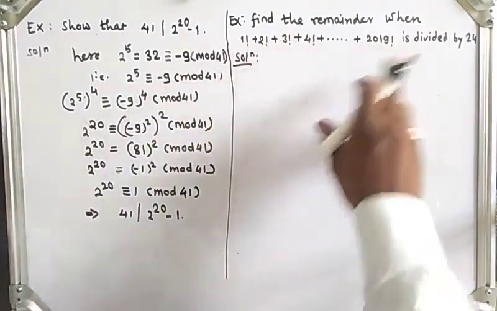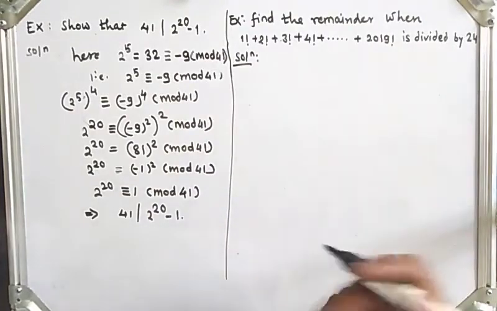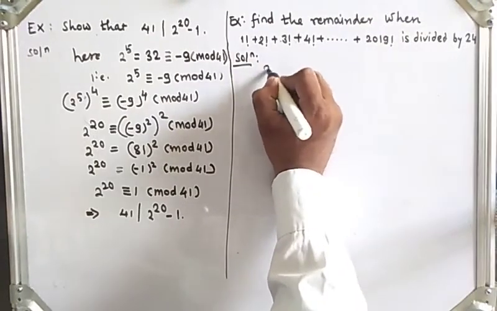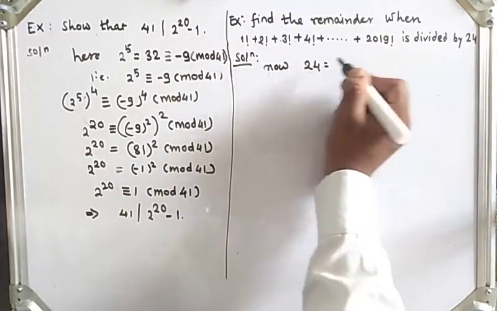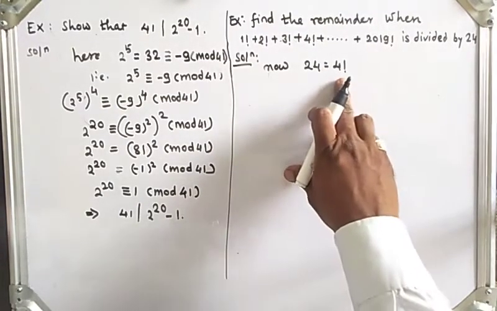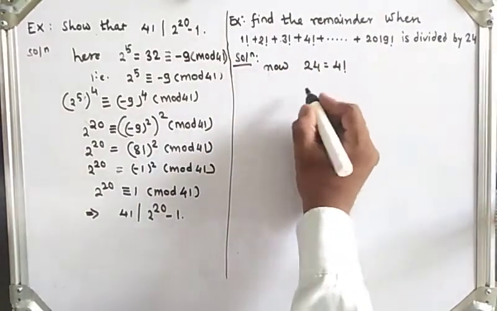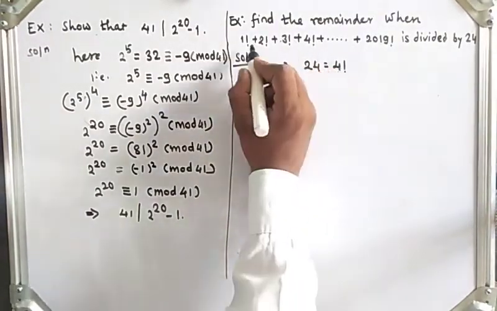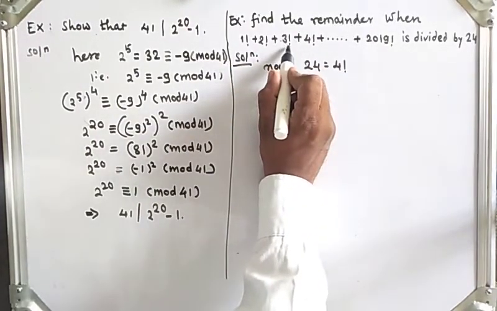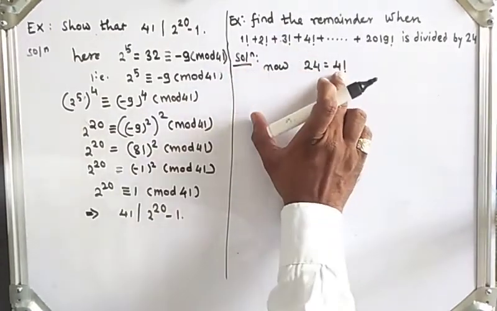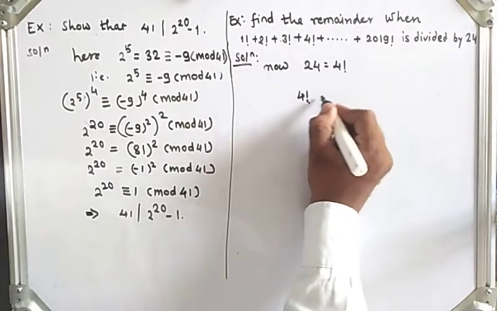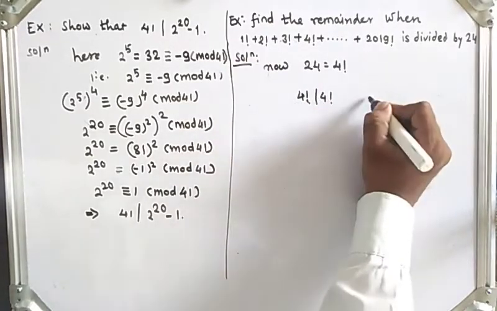So this addition is divided by 24, so what will be the remainder? Now 24 is nothing but 4 factorial, right? And 4 factorial is divided by 4 factorial, right? Here 4 factorial does not divide 1 factorial, 2 factorial, or 3 factorial, because these numbers are less than it, right? So 4 factorial divides 4 factorial, because it has value 24, which divides 24.